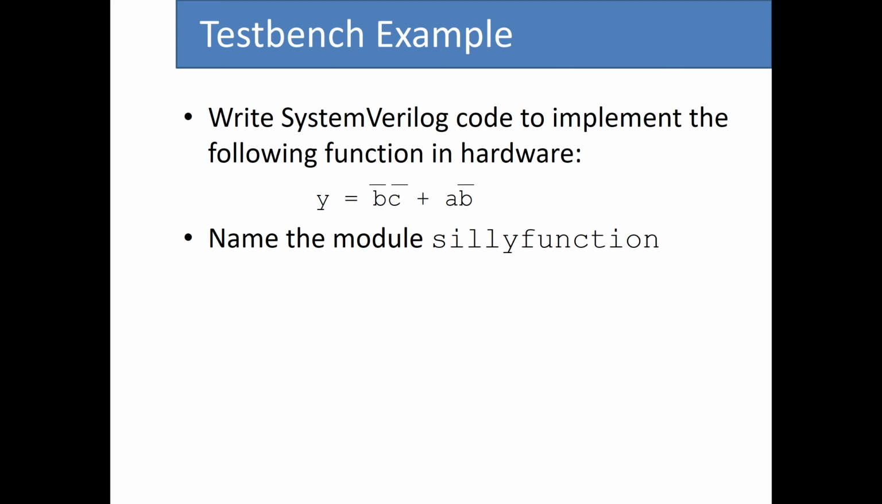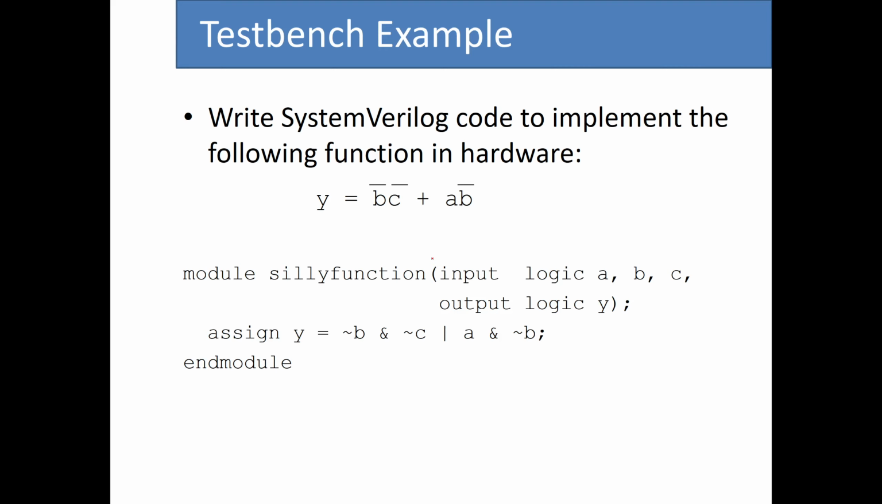Let's consider one very simple example. We want to write a module that implements this function. We call it the silly function: y equals b bar c bar or a b bar. The implementation of this function is very straightforward. Since it's only one statement, we can simply use the continuous assignment, or the assign keyword, to implement it.